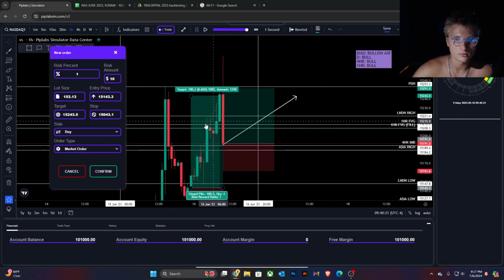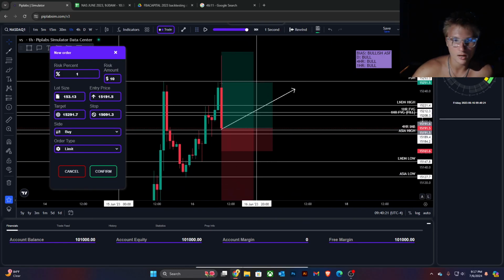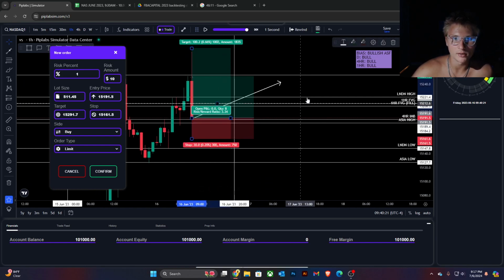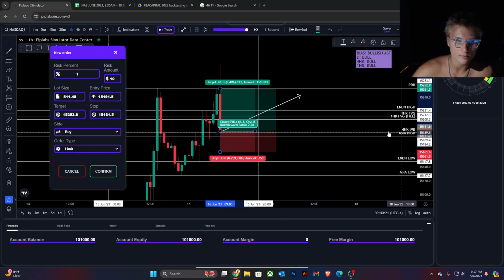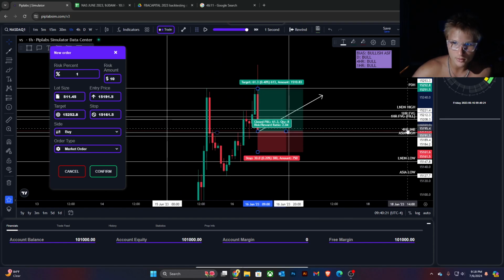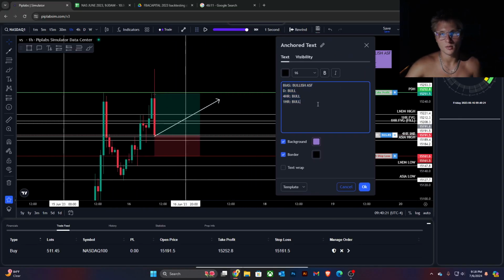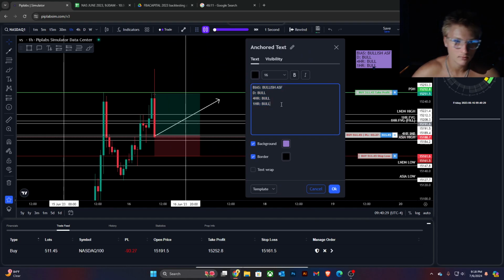Buy at market. This is a 4-hour imbalance trade being filled. This is a 4-hour imbalance fill, meaning that it's pretty high probability that we get a nice reaction off of this, because it is a higher time frame fair value gap. But let's see what we could do here. Fully bullish bias, 4-hour imbalance fill. Boom, 1% risk. I'm gonna throw in my entry confirmations here.